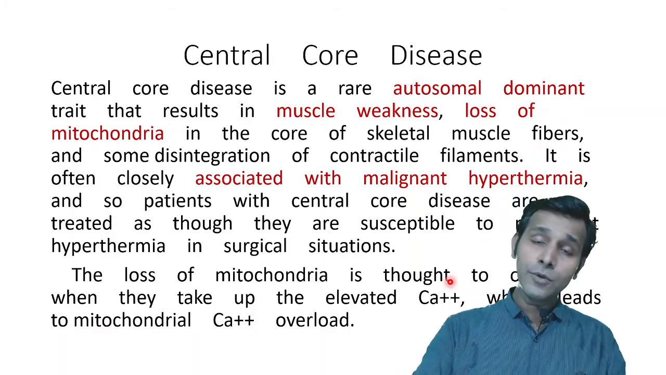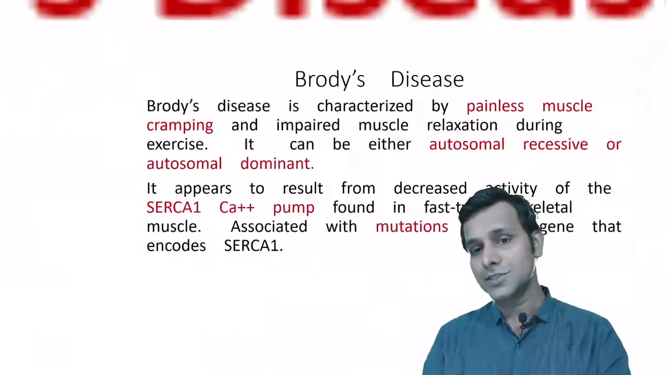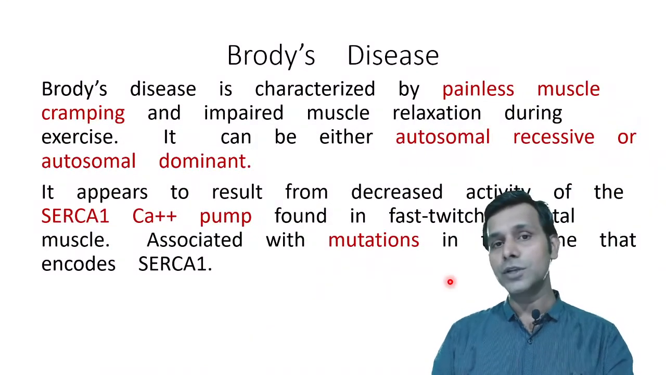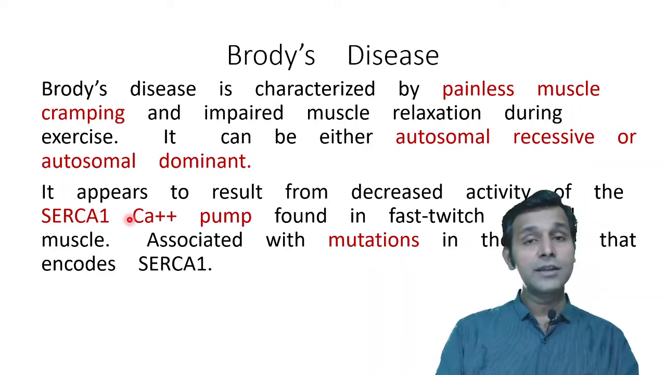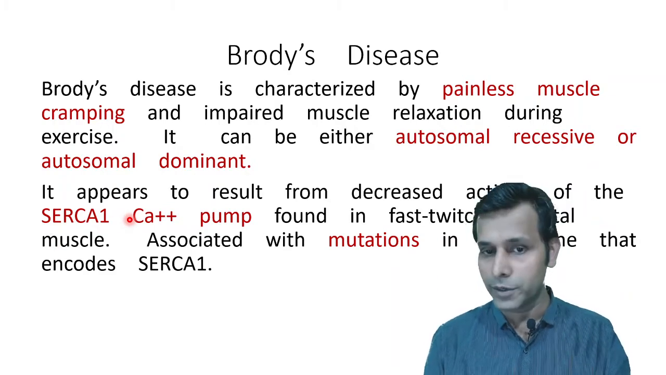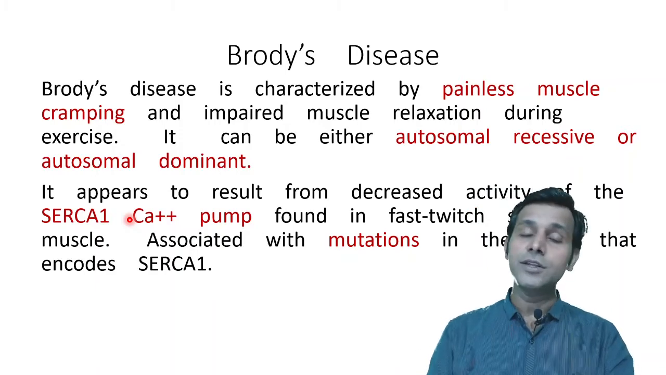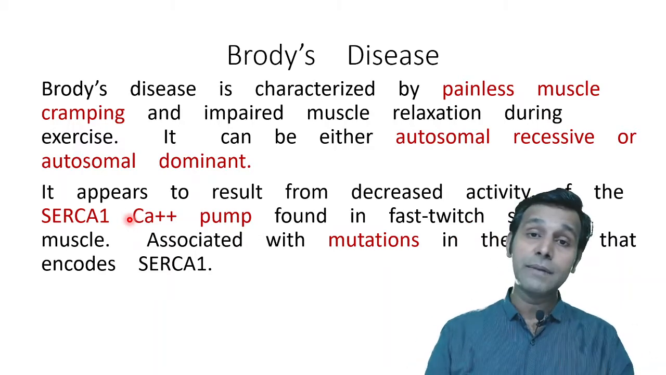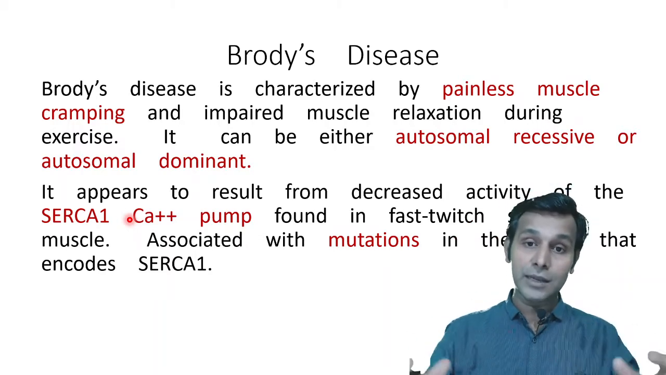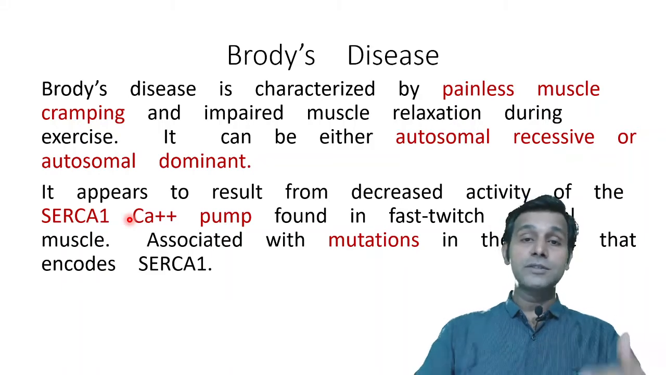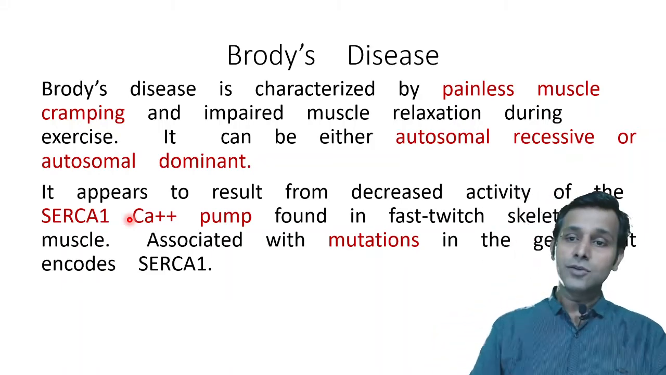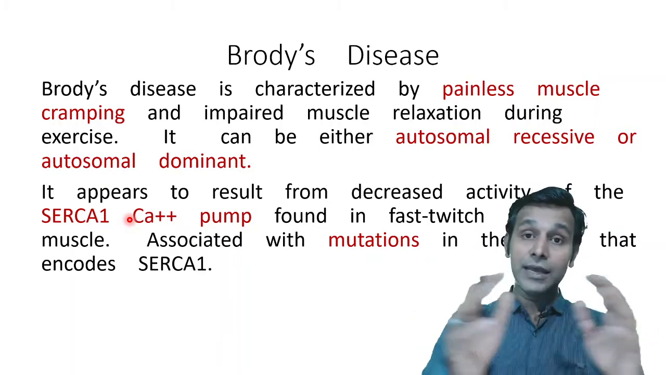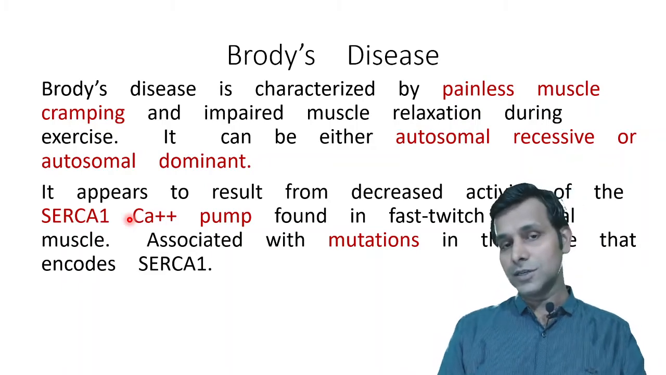There is one more condition, which is called Brody's disease. Now Brody's disease is associated with SERCA as a pump. The SERCA is mutated here because of a mutation in the gene. It can be recessive or it can be an autosomal dominant type. Because of the mutation in SERCA1, it is unable to pump calcium back into the L tubule. Again, calcium accumulates in the myoplasm, causing excessive muscle cramping because of increased muscular activity like exercise or running. So it causes muscle cramping, which can be painless, because of excessive exercise. The accumulation of calcium ions causes this condition.